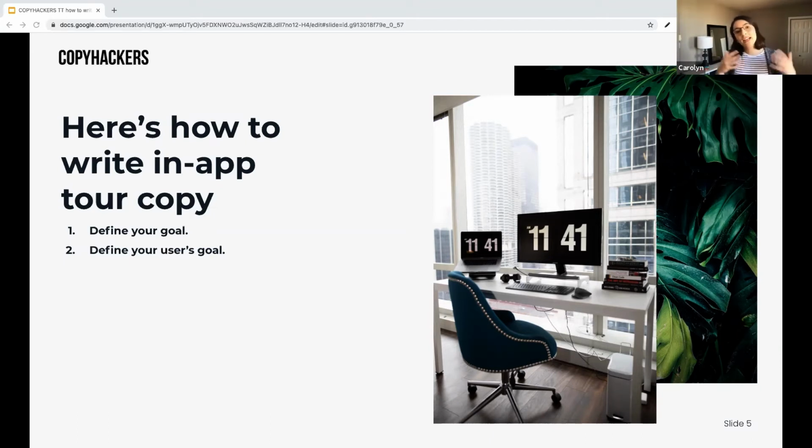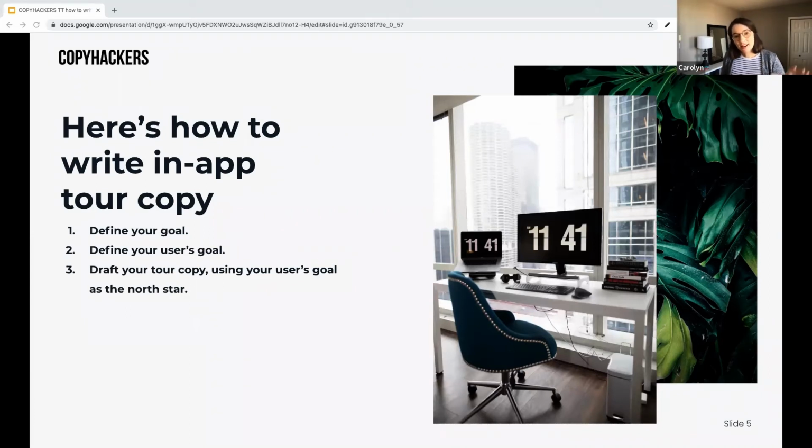After that, we've defined our goal, the business's goal, we've defined our user's goal. Now it's time to draft. So draft your tour copy with your user's goal, the one that we just talked about. So that's the expected outcome, as the North Star. So what does that mean though, right?